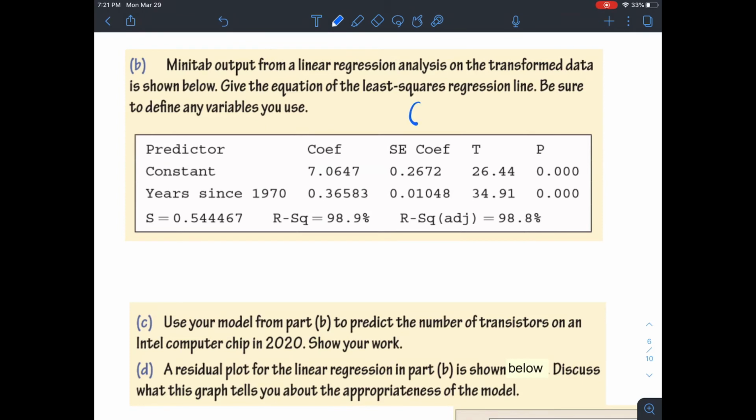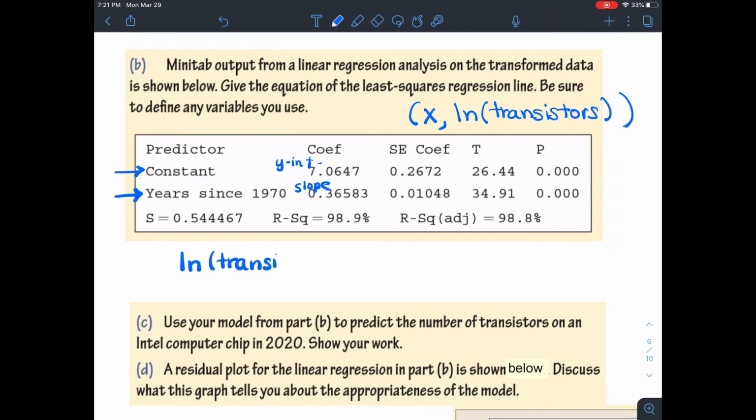Here's what our transformation was. The x variables stayed the same. The y variables, we transformed those by taking the natural log of the y variable, which was the number of transistors. Remember, this row right here represents our slope, and this constant row represents our y-intercept. So our new response variable is natural log of the transistors, with the hat symbol on that, equals our y-intercept plus our slope times our explanatory variable.